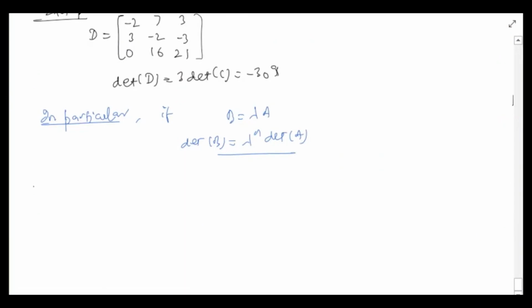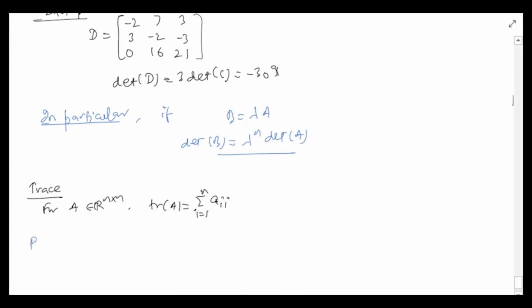Finally, we look at the notion of trace. Trace is also defined for square matrices. It yields a real number for any square matrix. For A, which is an n cross n square matrix, its trace is defined as the sum of all diagonal entries. So trace is denoted as tr A, and it's defined as the sum over i equals 1 to n of a_ii.